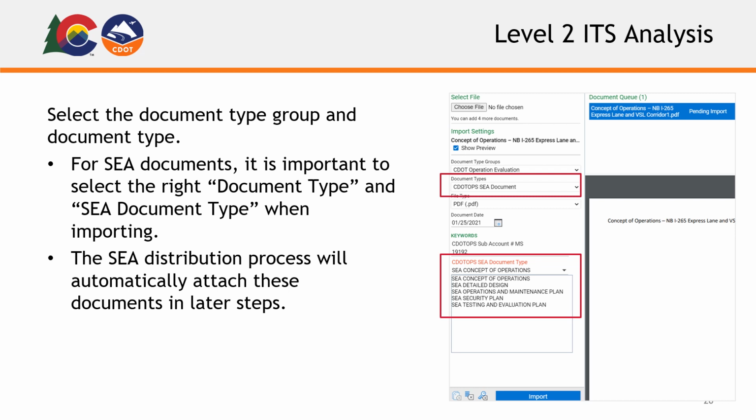When importing SIA documentation and the C.ops SIA document type turns red, select the appropriate SIA document type. These documents will be categorized so they are sent to FHWA at the end of the process. You can modify the date of the document if necessary. Click the blue Import button. If the import turns green, click X on the right-hand corner to exit the window.